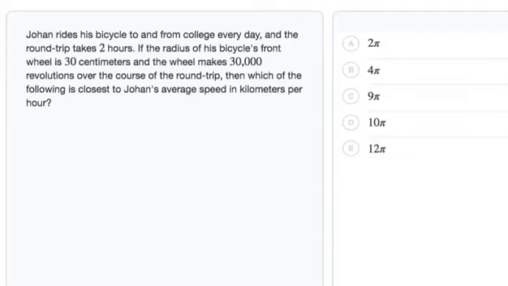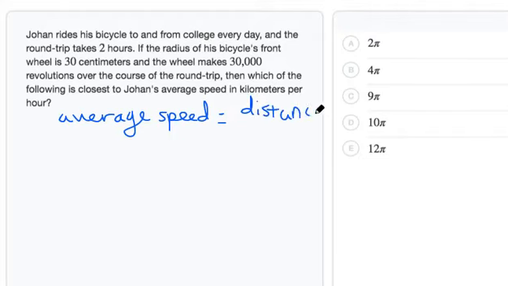To begin answering this question, we will need to find Johan's average speed, making sure the units are in kilometers per hour. To do this, we'll use the average speed formula that we can jot down just so that we have it when we need it. So the average speed will equal the distance traveled divided by the time it takes us to travel that distance.